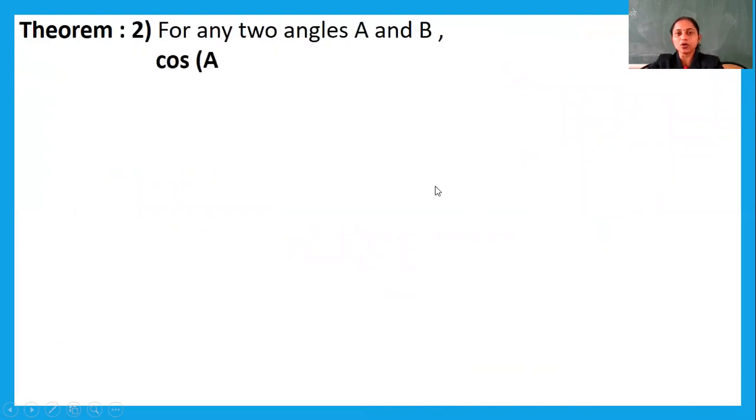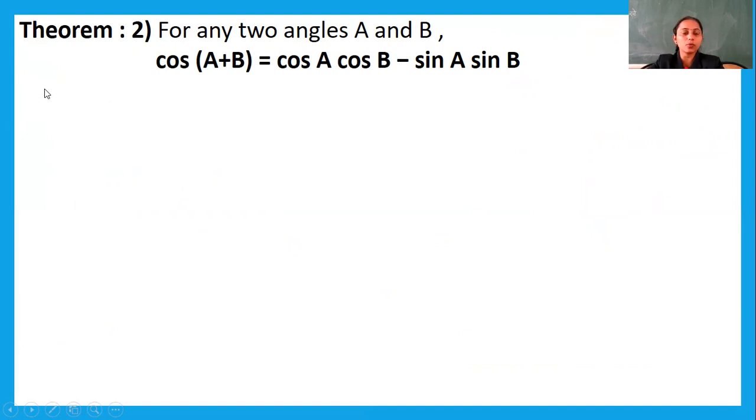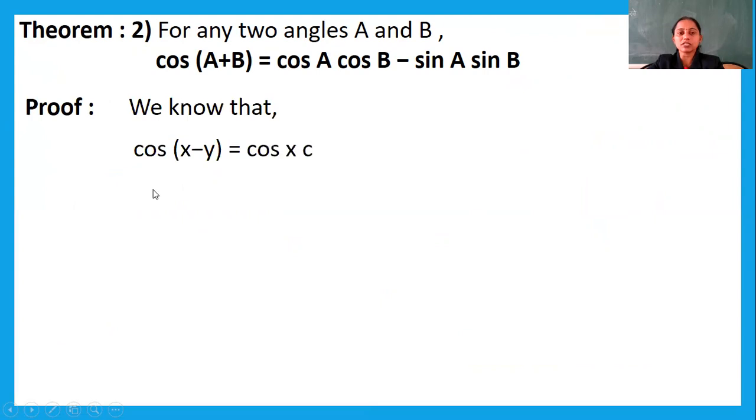Now let's see the next formula, next theorem. For any angles A and B, cos(A plus B) is equal to cos A cos B minus sin A sin B. Let's see its proof. We can find its proof by using the previous result. So I consider here cos(x minus y) is equal to cos x cos y plus sin x sin y. Now, if I replace this x and y by a and b, I have here x is equal to a and y is equal to minus b.